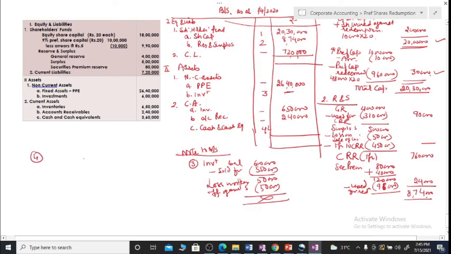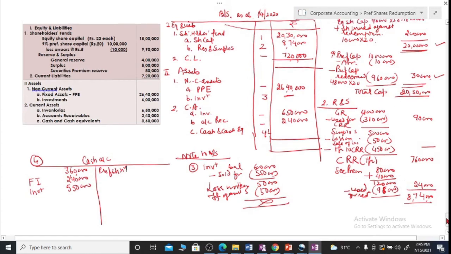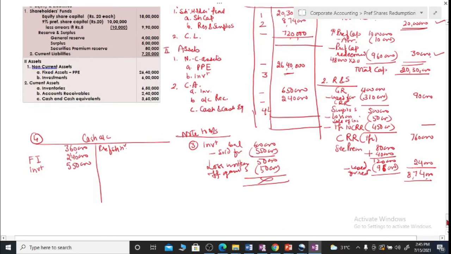Then fourth is cash and cash equivalents, so you can prepare the cash account. You have a balance of 3,60,000. Then you have money from fresh issue. You have got how much fresh issue? 2,40,000. Then you have got money on sale of investment 5,50,000. Then you paid to preference shareholders an amount of, yes, let me check the amount because I do not remember these things, 10,56,000. Okay, so you have paid 10,56,000. Now you can write up the balance. Okay, you can calculate the balance.